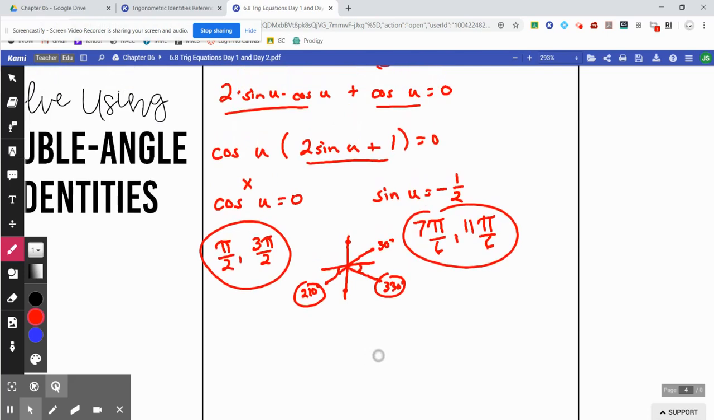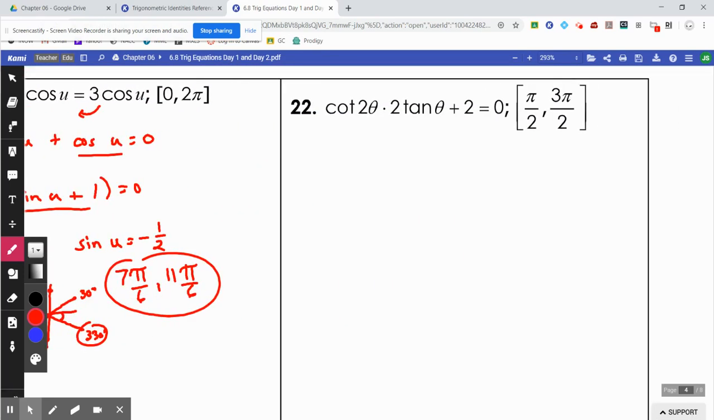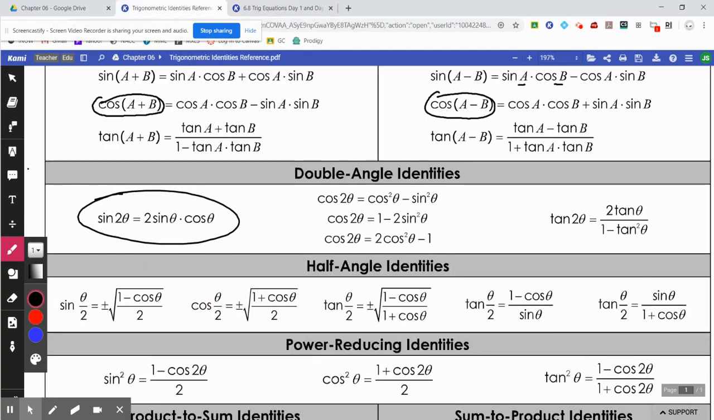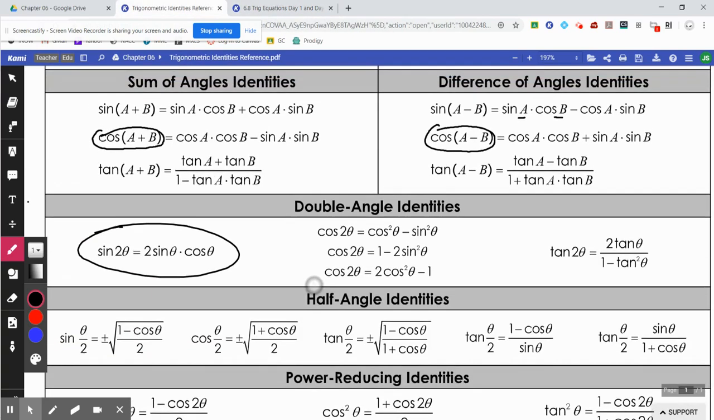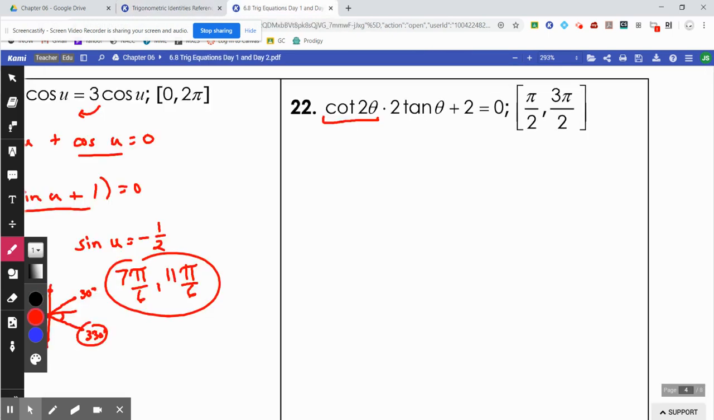Okay, the next one, number 22. We have the cotangent of 2 theta times 2 times the tangent of theta plus 2 equals 0. Again, you see that double angle right here. If you notice your double angles, you have only sine, cosine, and tangent. So we're going to have to use the tangent of 2 theta. However, we know that the cotangent is the reciprocal of that. So we can just flip this, and that's what the cotangent of 2 theta will equal. So let's replace cotangent of 2 theta with that.